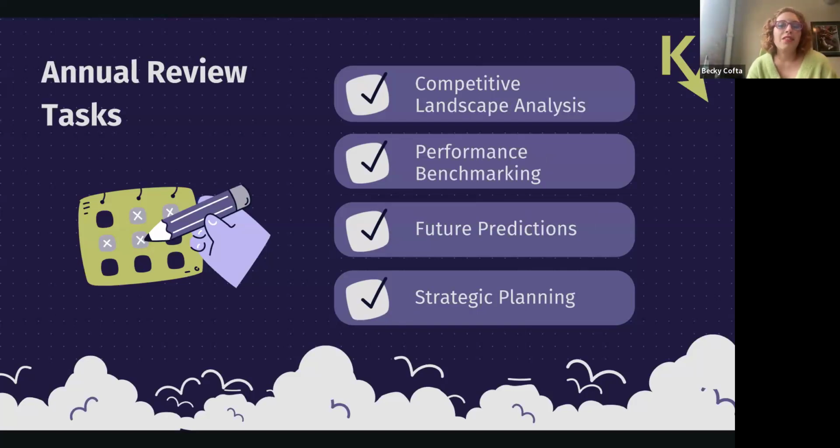So if we are to do the annual strategic review, after you've done all of these things, you can start with a full competitive landscape analysis. So that is conducting a thorough analysis of the entire competitive landscape that includes emerging players and potential disruptors. So that's your Netflix, that's your Airbnb, that's your Uber. Performance benchmarking, benchmarking that business performance against key competitors in terms of market share, revenue growth, and customer satisfaction.